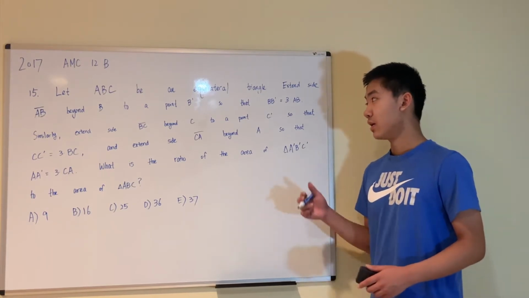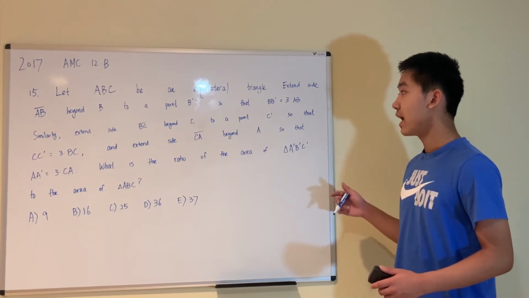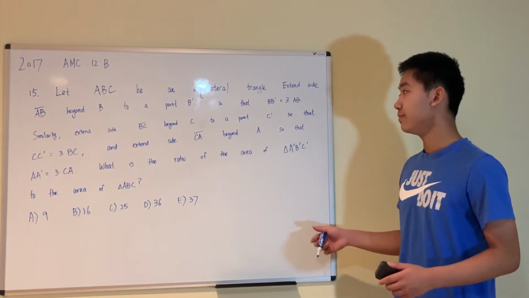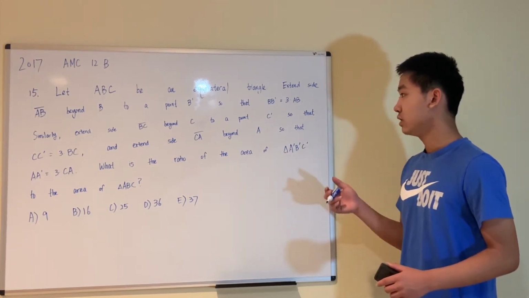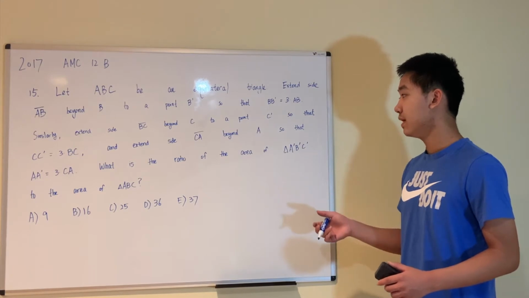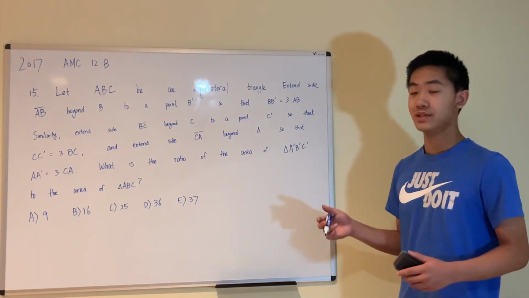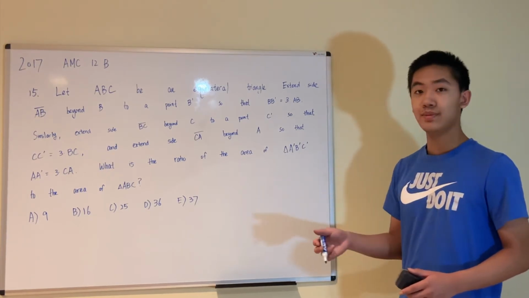12B. Question number 15 reads, let ABC be an equilateral triangle. Extend side AB beyond B to a point B prime so that BB prime equals 3 times AB. Similarly, extend side BC beyond C to a point C prime so that CC prime equals 3BC. And extend side CA beyond A so that AA prime equals 3 times CA. What is the ratio of the area of A prime, B prime, C prime to the area of ABC?